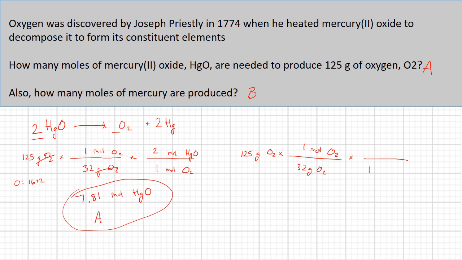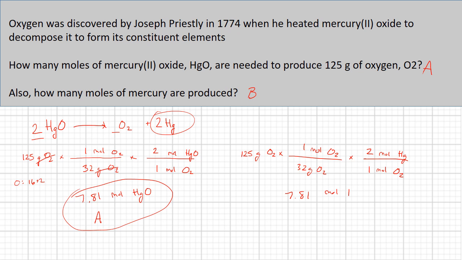We're looking at the same formula, so we have 1 mole of O2, and what we're trying to find out now is how many moles of mercury, Hg, there are. And if I look, okay, I find it's a 2. Oh my gosh, it's the same thing.